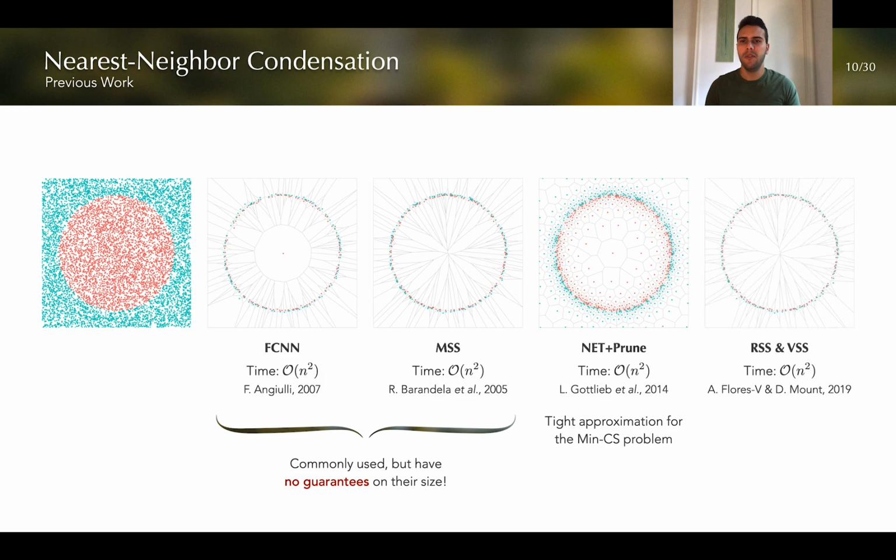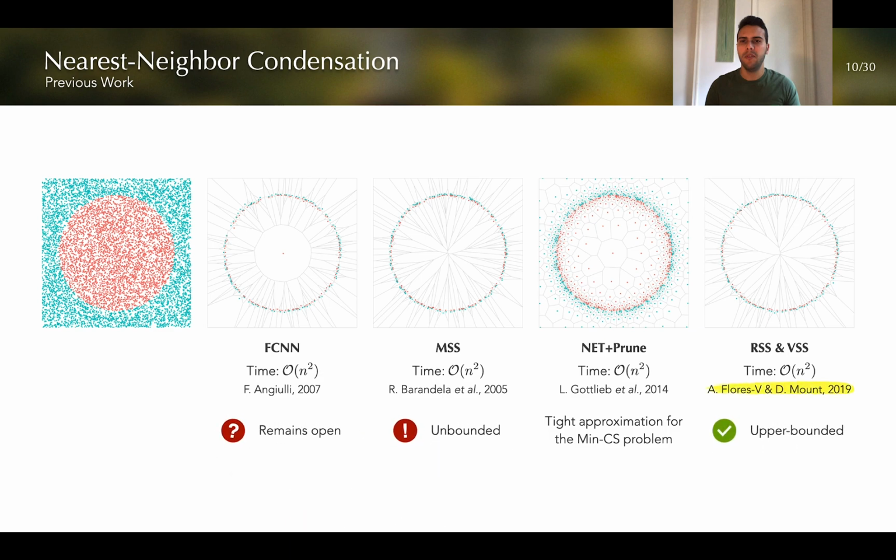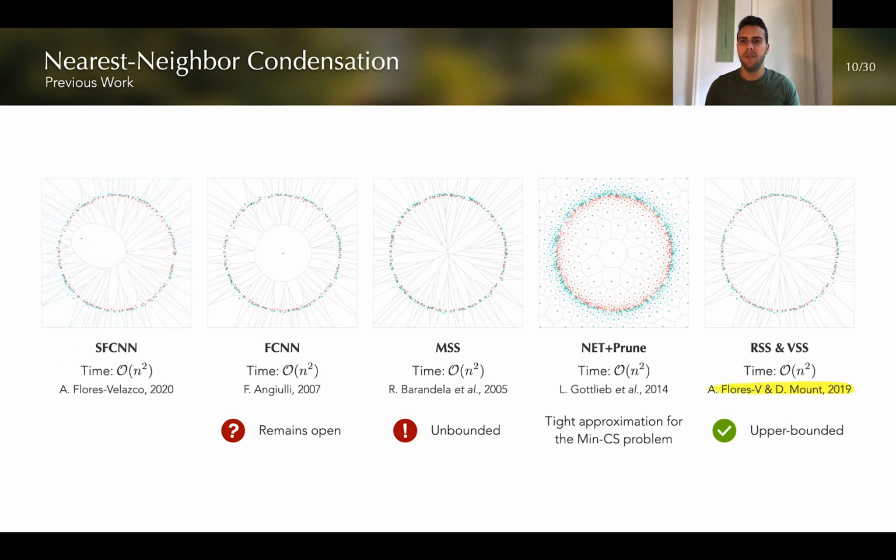More recently, we proposed two new algorithms called RSS and VSS, which also run in quadratic time and behave really well in practice. In the same paper, we show that we can upper bound these two algorithms, and that MSS, on the other hand, cannot be upper bounded, and for FCNN, it still remained open whether similar results could be achieved. In a more recent paper, we show that while FCNN cannot be upper bounded, there's a slight modification of the algorithm that can be upper bounded.